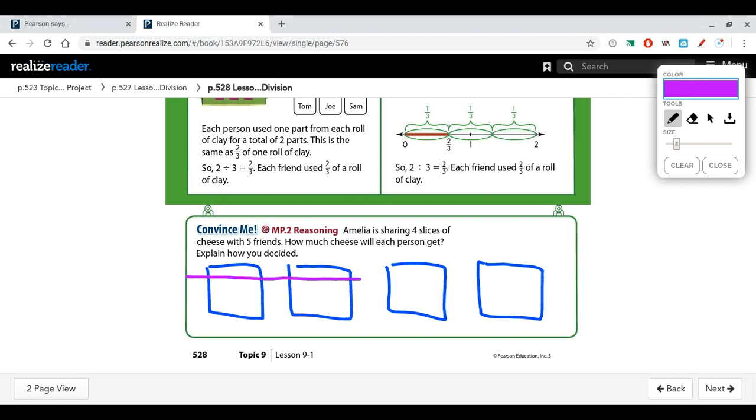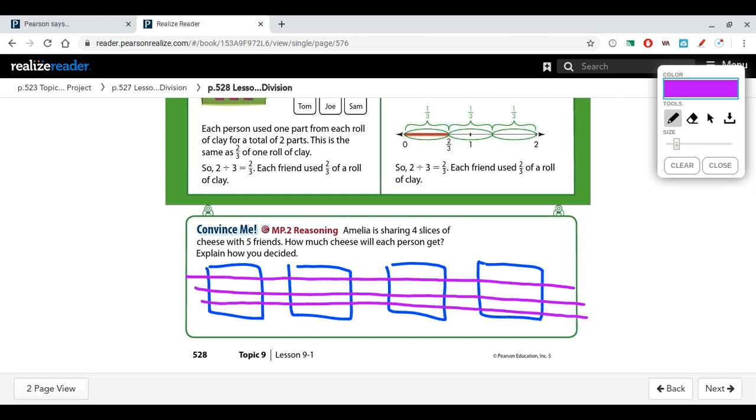So there's 1, 2, 3. You draw one more line, so I'll come up here. 4. So if I count, I should have 5 equal pieces. 1, 2, 3, 4. Oh, that's not very good. 1, 2, 3, 4, 5. So I have 5 equal pieces. So if I did 4 divided by 5, there's my division expression, 4 divided by 5.